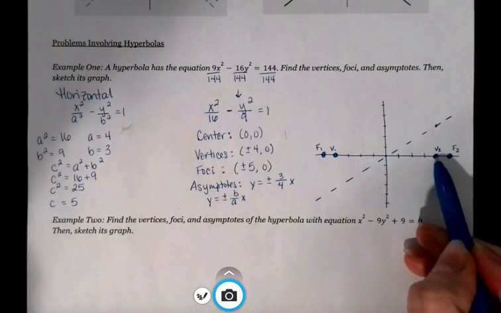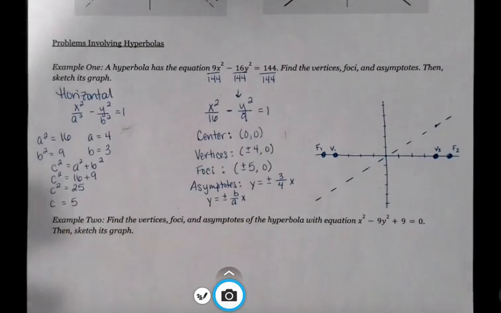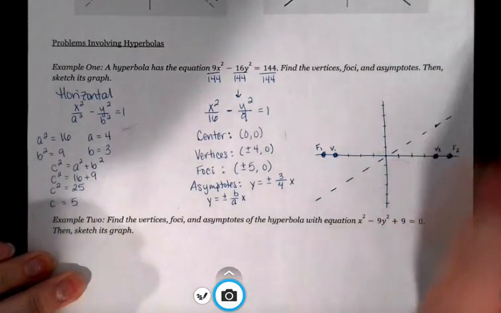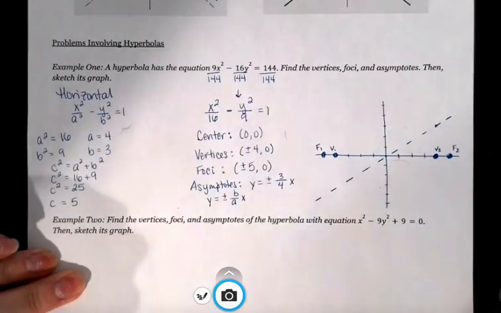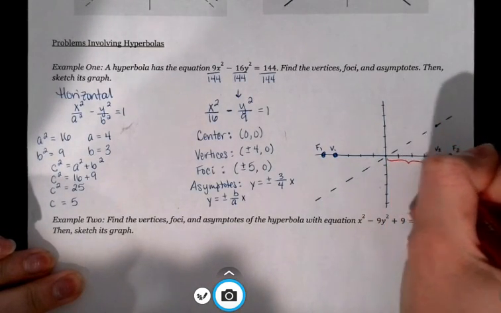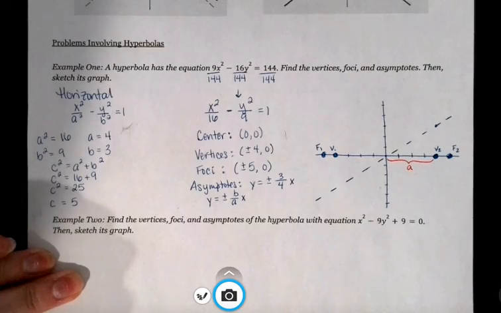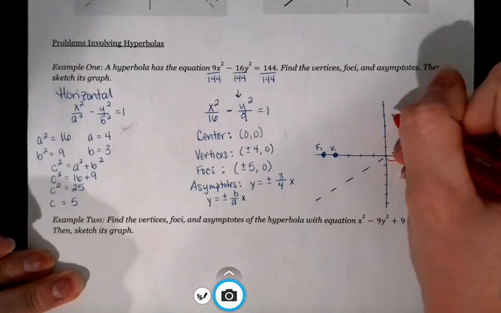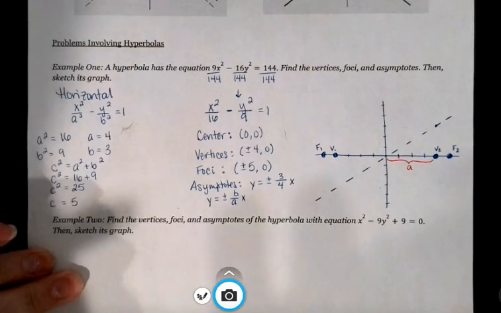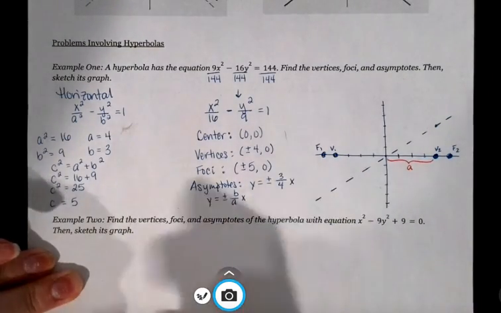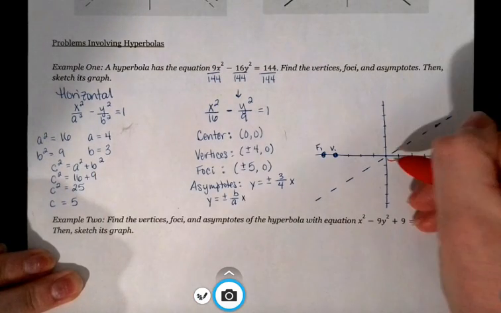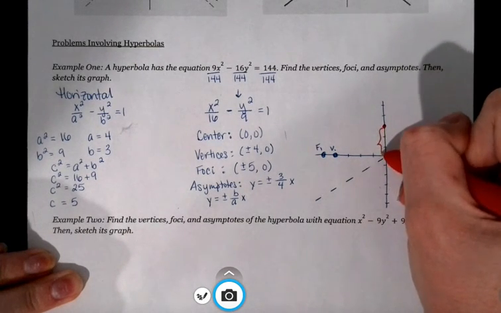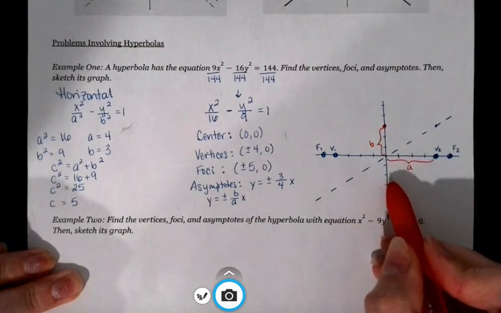Since I know my vertices are based on my A, I'm going to use a different color here. Hopefully those pen marks show. This length is A, and then this length would be like -A, which means I want to go vertically B units, or like the amount of B. So if my B value is 3, starting at my origin, I'm going to go up 3. This would be my B, and I just want to label that. And then down 3.